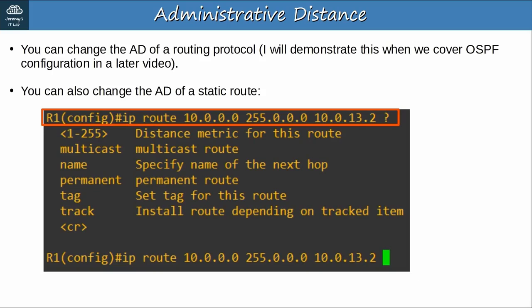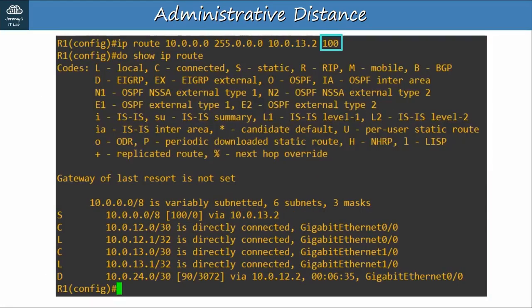Notice here I use the standard command to configure a static route. IP route, followed by the destination, the subnet mask, and then the next hop address. However, I use the question mark to check for further options. Here it says distance metric for this route. It includes the word metric, but don't confuse this for the metric we talked about earlier. This is administrative distance.